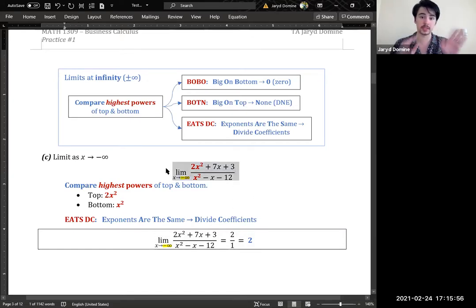You just look at the problem you're given, look at the highest powers, remember your acronym, Bobobot needs DC, and figure out which one it is. In this case, they're the same, so we just divide the coefficients and we get 2. And that's your answer. So same as before, you write it out as the limit as x goes to minus infinity of the fraction equals 2. And this is your boxed answer.